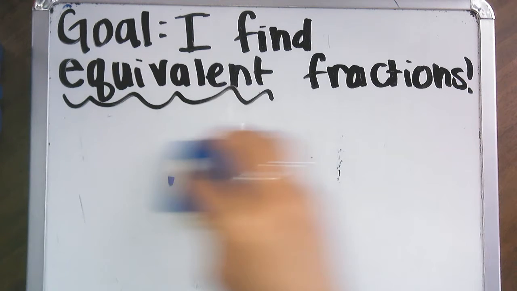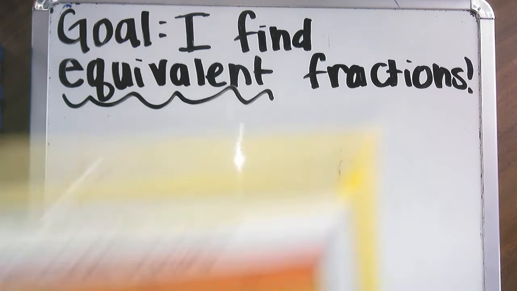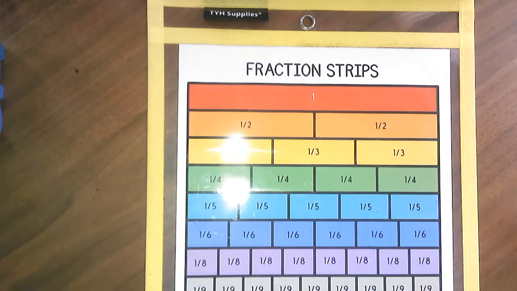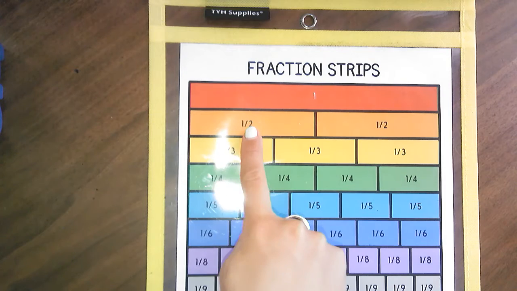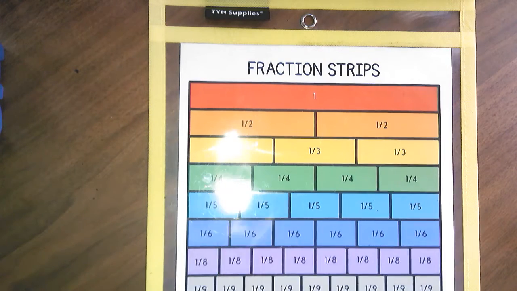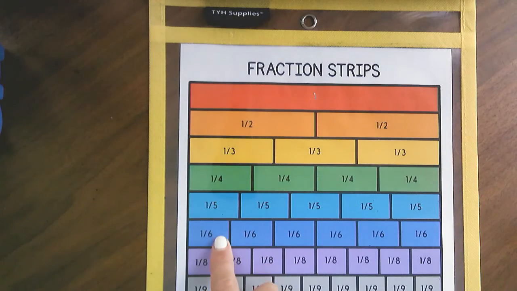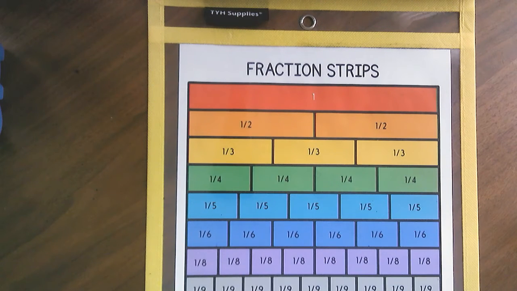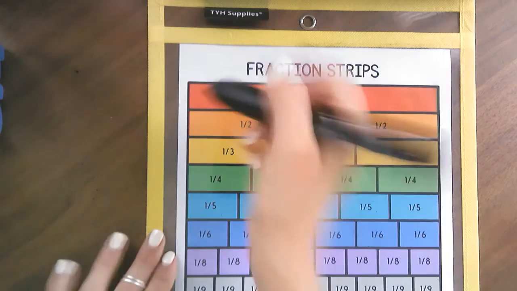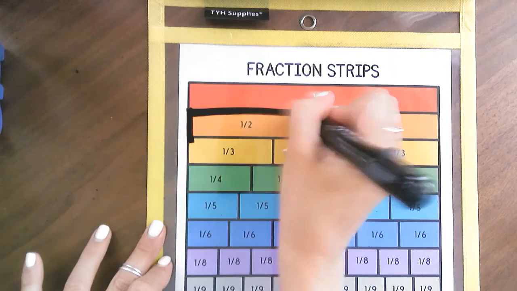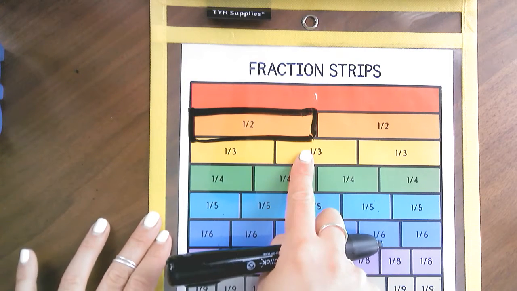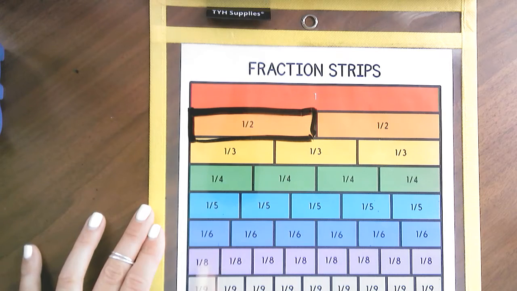So to start, we're going to look at our fraction strips. Looking at our fraction strips, you will notice that we have 1/2, a third, a fourth, a fifth, sixth, eighth, ninth, and so on. So we are trying to find fractions that are equal. Remember, equivalent means equal. So if I want fractions that are equivalent to 1/2, I would be looking for fractions that take up the same amount of space as this. So 1/3, that doesn't work. And none of them by themselves work.